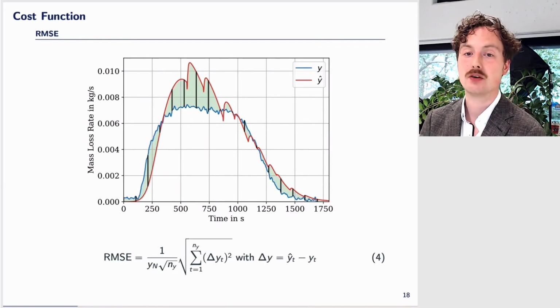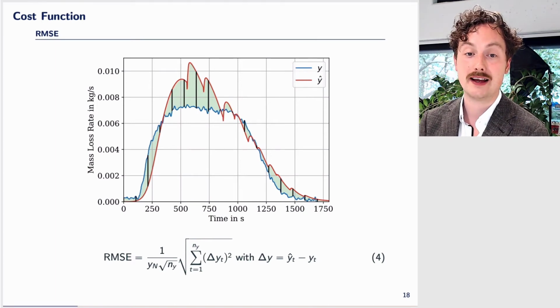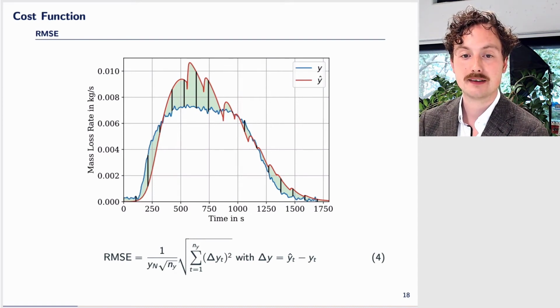The root mean square error, RMSE, is a measure for the difference between values of 2 data sets. It adds up the squared distance of experimental and model data points, divides it by the number of data points, and normalizes the square root of this to make it scale independent.